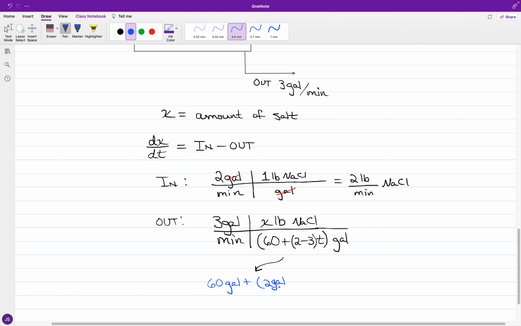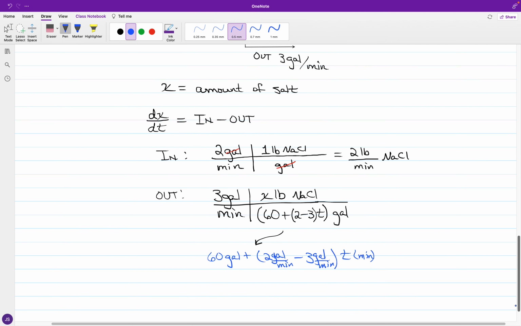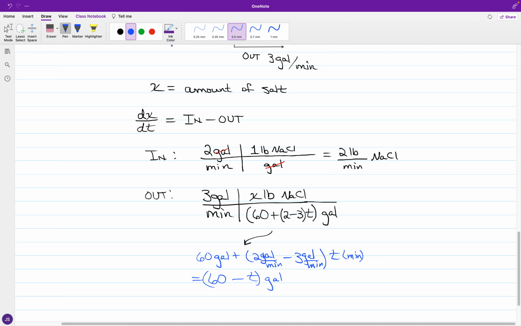And for the entering flow stream, you have 2 gallons per minute. Exiting, you have 3 gallons per minute. Times the amount of T, which should be in minutes. So we have 60, and 2 minus 3. That's going to be -1 times T. And so collectively, you'll have the number of gallons. Okay, so we have for the rewrite.